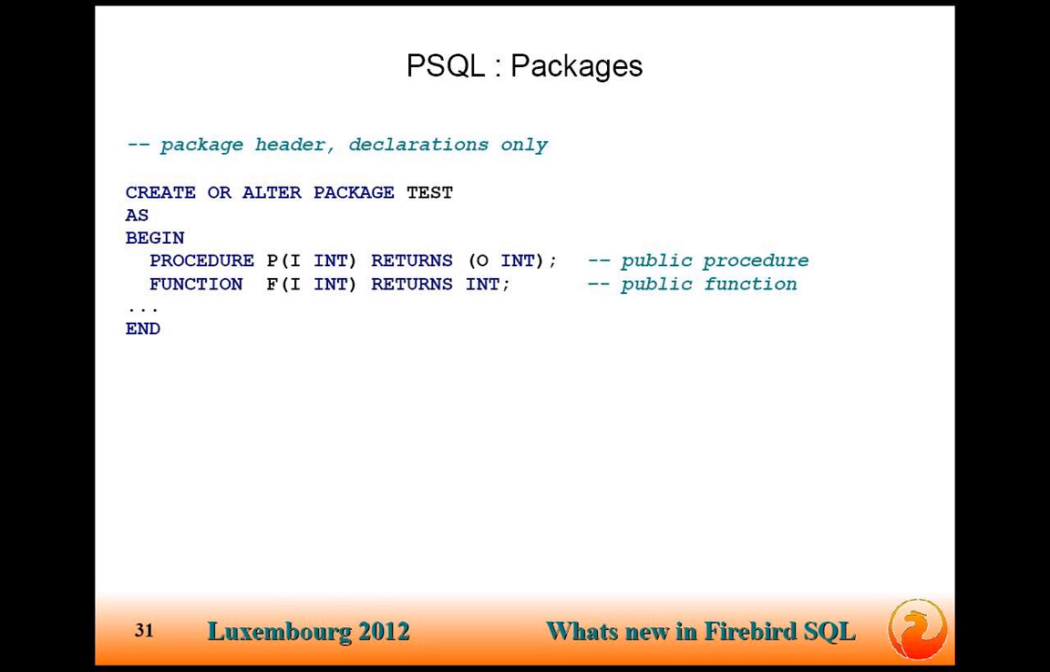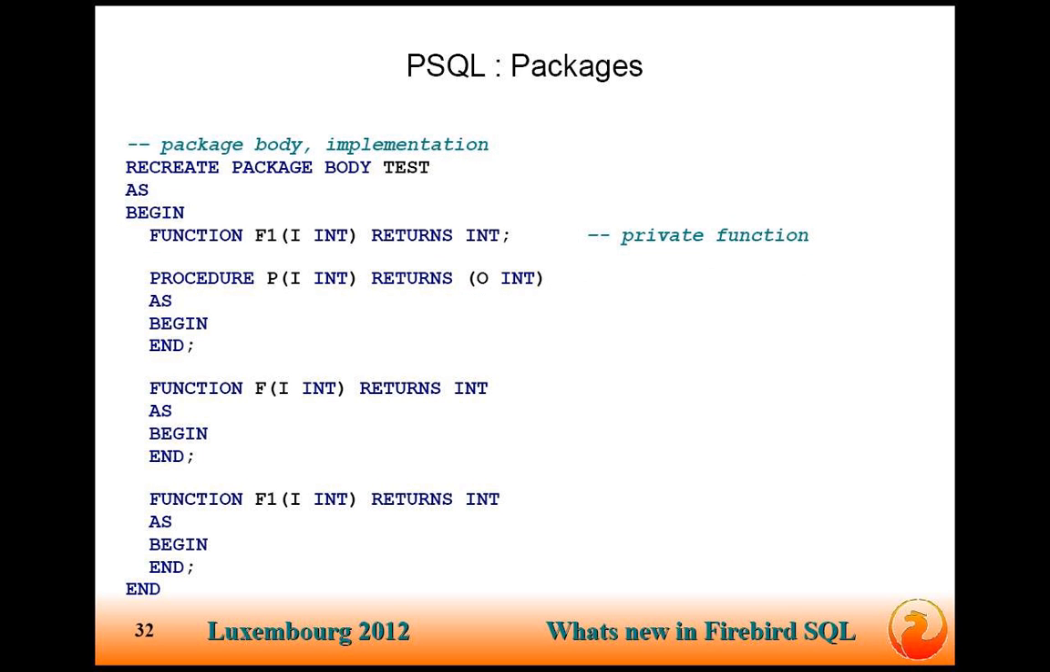A package has two parts. It has a declaration, the package header, and it has the package body. So far, we support only procedures and functions in packages. We have no package variables, constants, types or anything else. I hope it will be extended in the future, but I can't promise. The package body must have an implementation of all the routines which were declared in the package header, and the package body could also have its private functions or procedures.